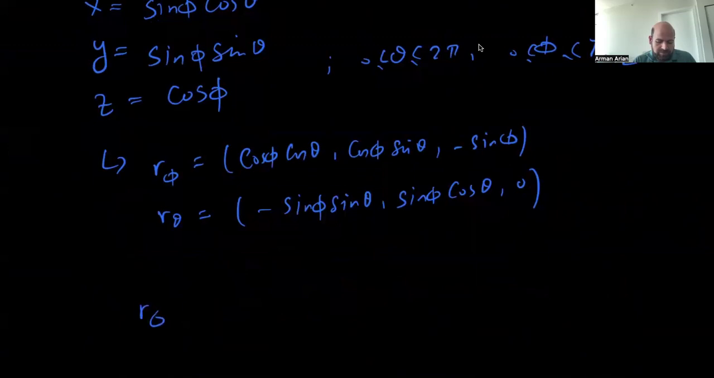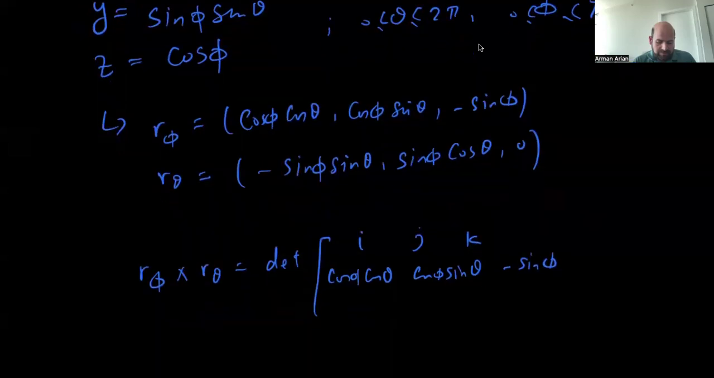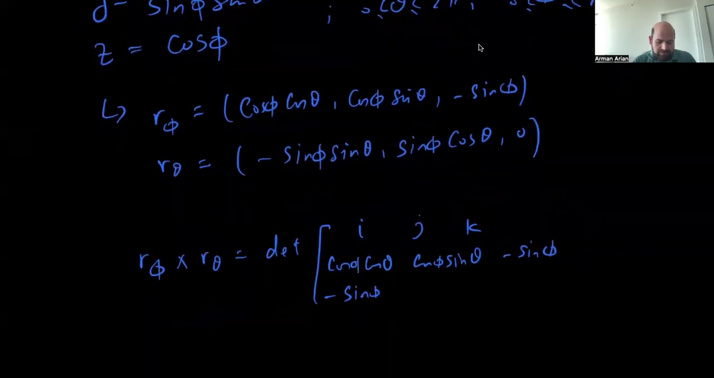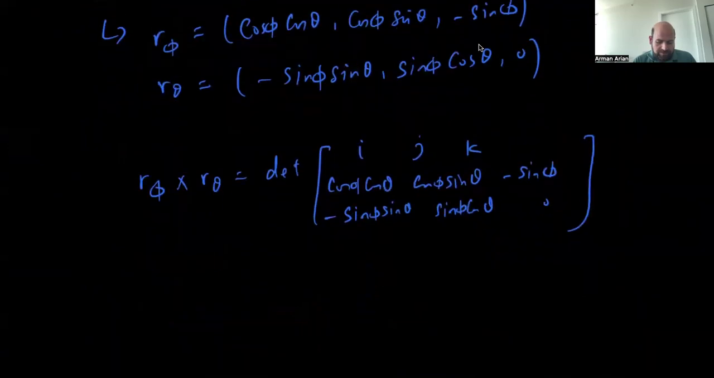So then r phi cross r theta would be the determinant of i, j, k, cos phi cos theta, cos phi sine theta, minus sine phi, and minus sine phi sine theta, sine phi cos theta, and 0. So if we calculate this, it becomes sine squared phi cos theta.